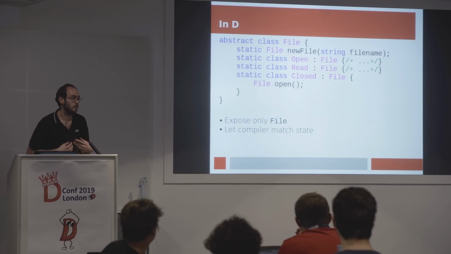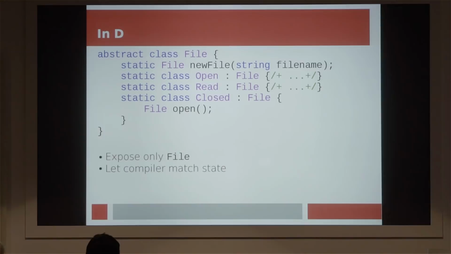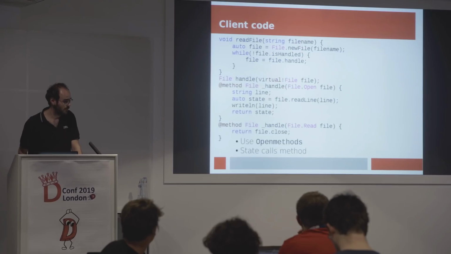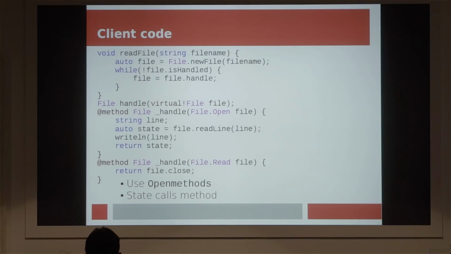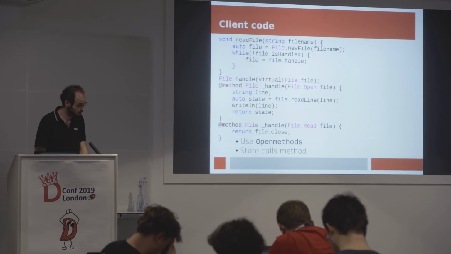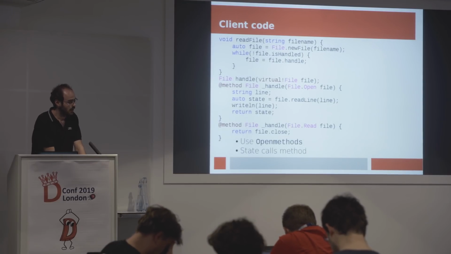I've tried to make a small proof of concept of this in D. I have a class file, and I have inner classes that extend the file. And I use the compiler to match the state. I use open methods for this. Open methods allow you to define virtual methods outside of the class and then call the method related to the instance, to the type of the instance.